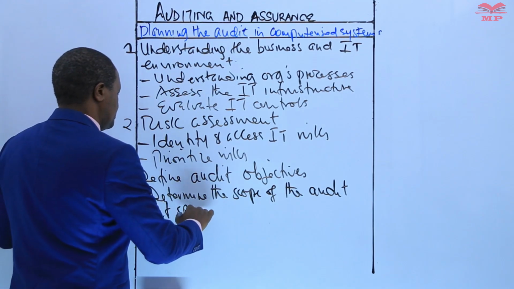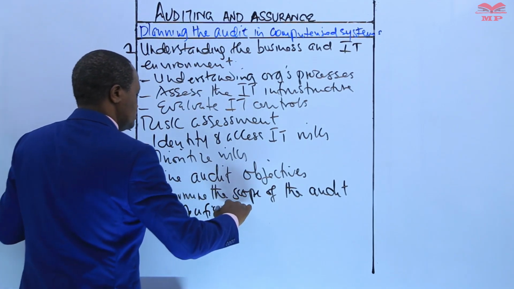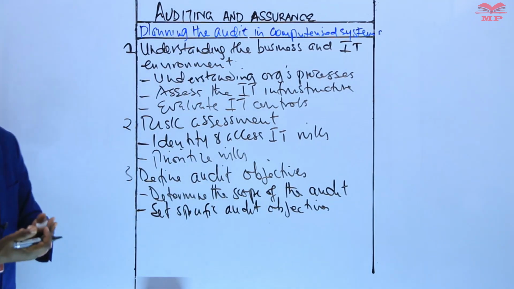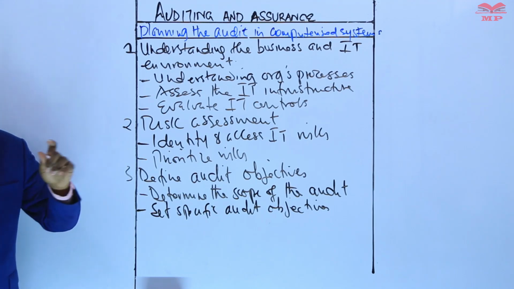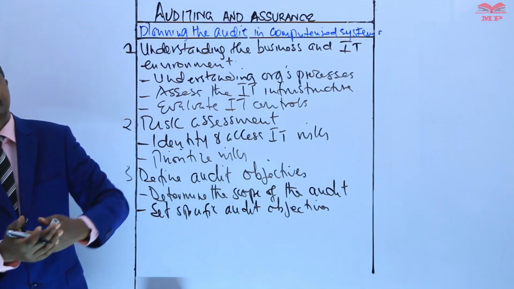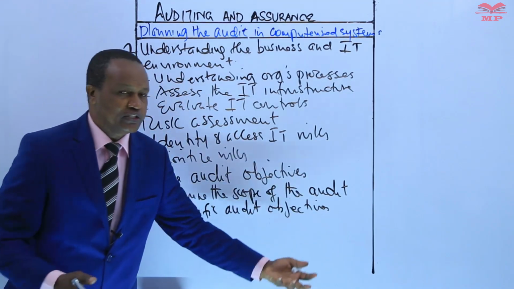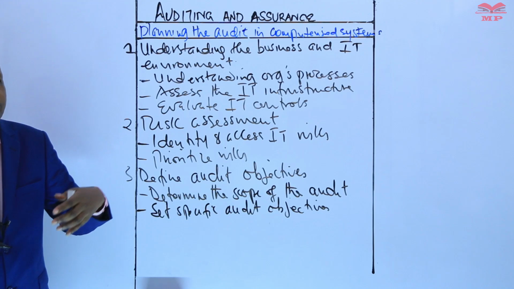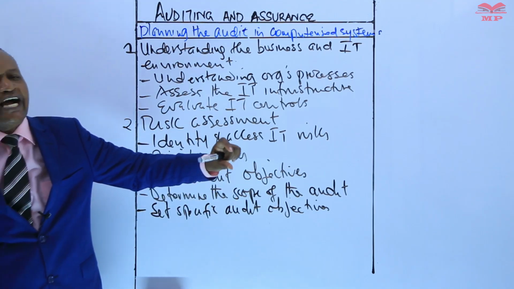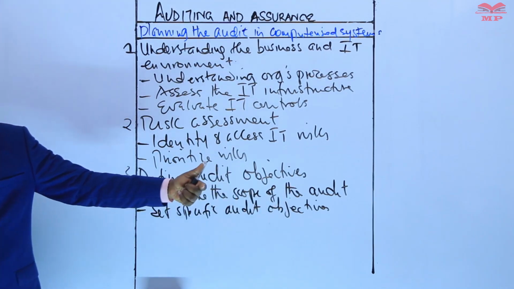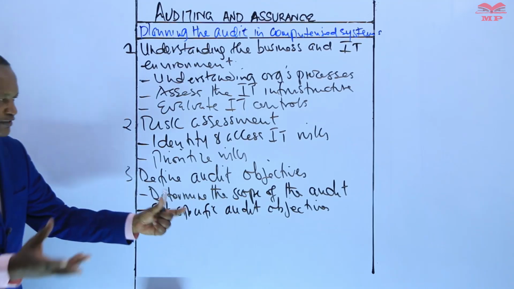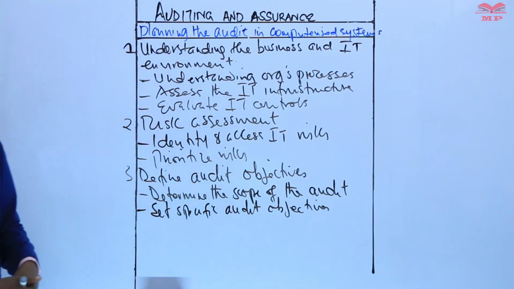Set specific audit objectives. Outline the goals and the desired outcomes of the audit, which may include verifying the accuracy of financial data, assessing the effectiveness of IT controls, or even ensuring compliance with regulations. Set the specific audit objectives.